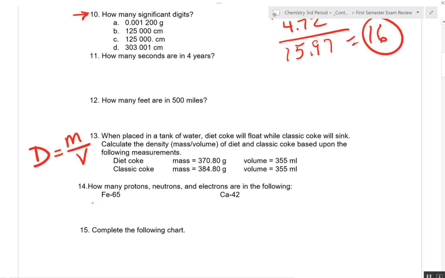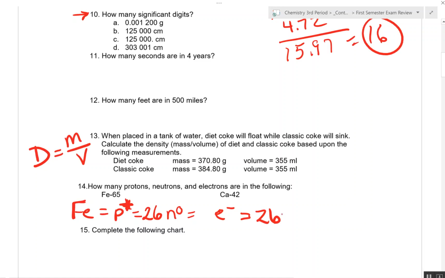Now, iron. How many protons, neutrons, and electrons? This should be a plus. Here we go. So, where do we find the number of protons in iron? Atomic number, which is 26. And since this is a neutral atom, how many electrons does it have? 26. Your pluses equal your minuses.